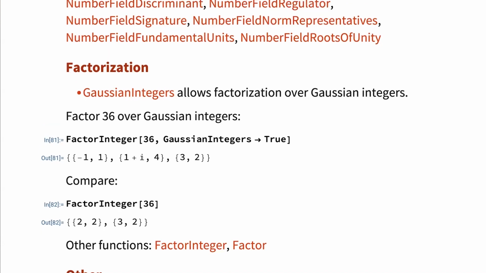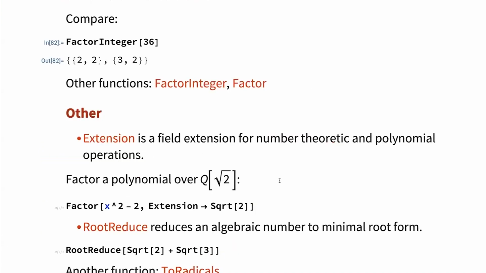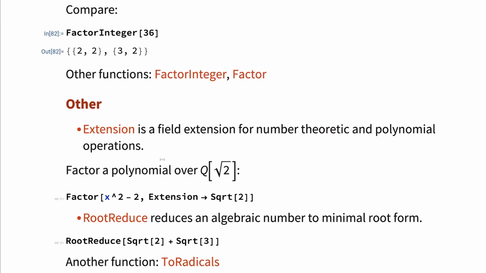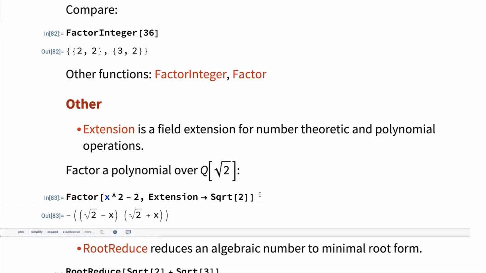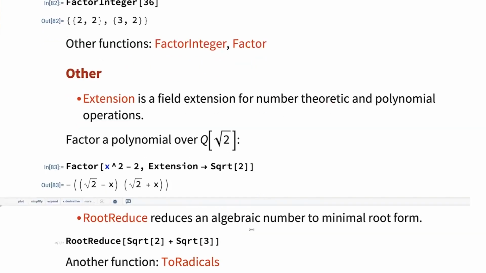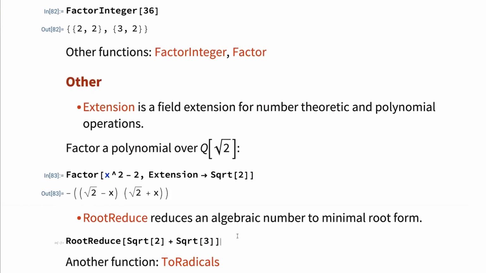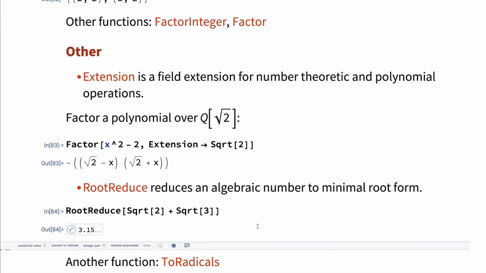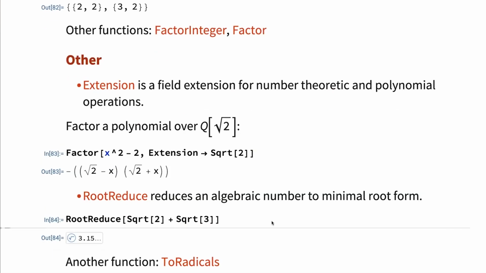Some other functions here are Extension, which is a field extension for number theoretic and polynomial operations. For example, we can factor a polynomial over this. Another function is RootReduce, which reduces an algebraic number to minimal root form, like this. Another function is ToRadicals.